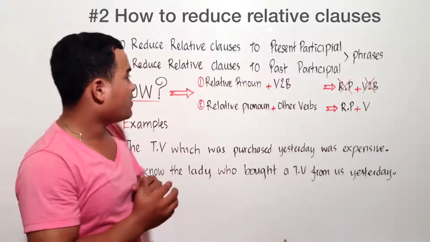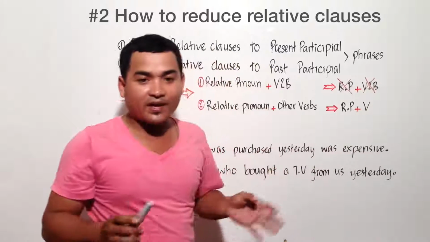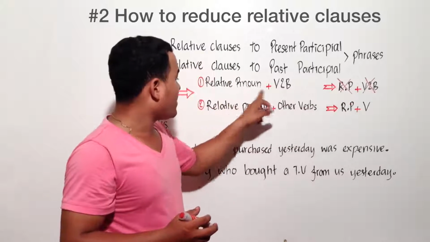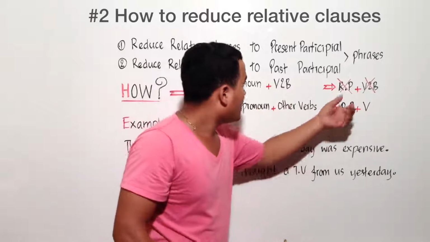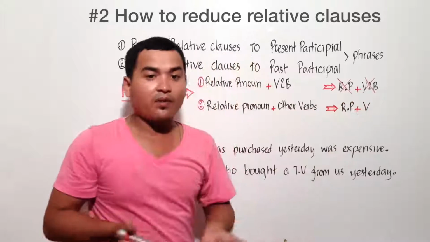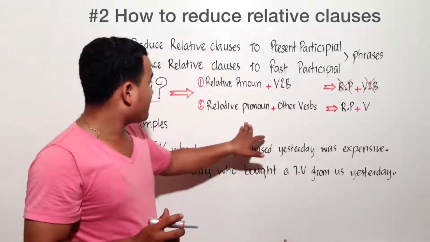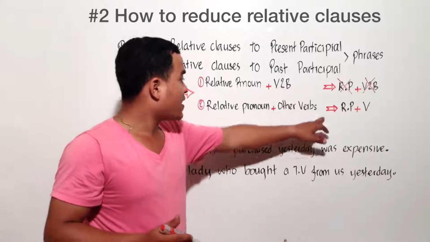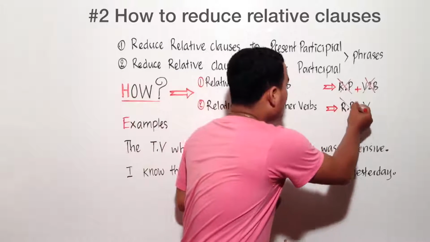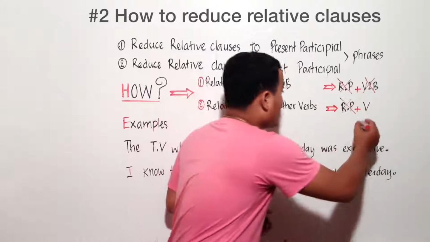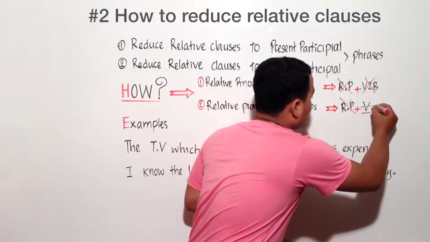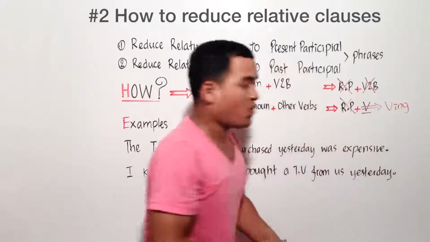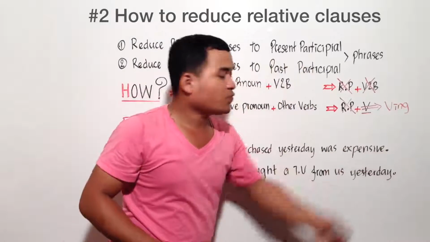So do not care about any other words, just care about the relative pronoun and the verb to be. You have to remove both of them. And if the main verb of the clause is not a verb to be, you have to remove the relative pronoun and change the main verb into the verb ing form.